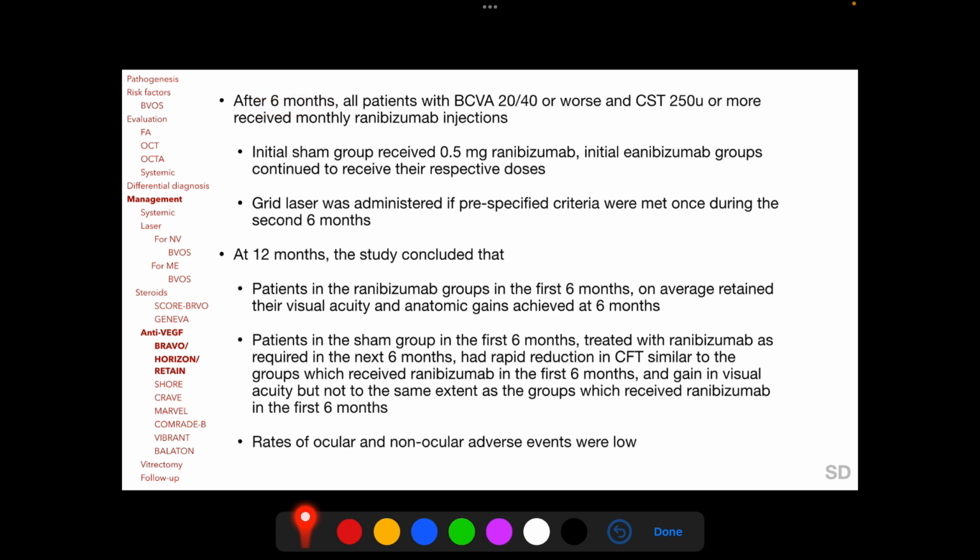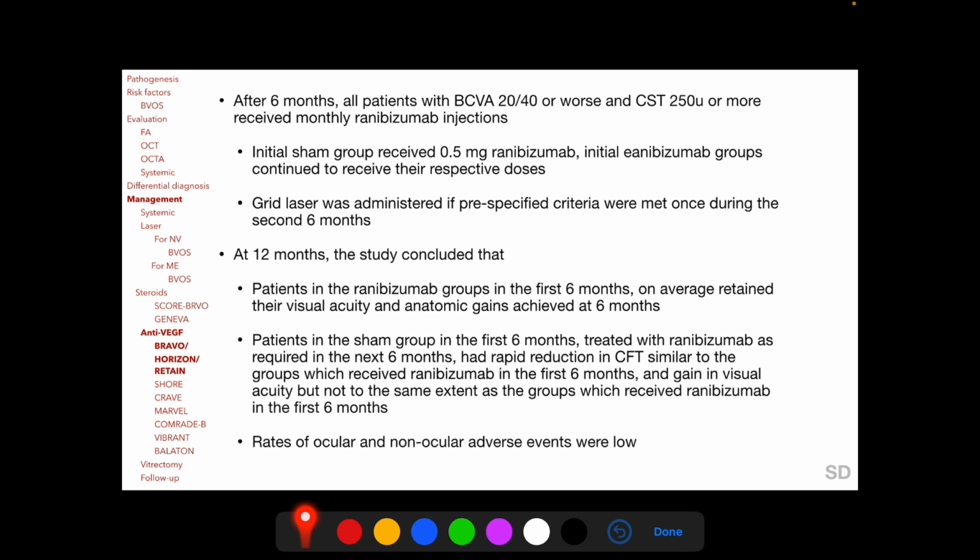After 6 months, patients in any of the 3 groups with BCVA 20/40 or worse and central subfoveal thickness 250 micron or more received monthly ranibizumab injections, and grid laser was administered if pre-specified criteria were met, but only once during the second 6 months. Pre-specified criteria means criteria usually based on visual acuity and retinal thickening on OCT, based on which retreatment was decided, and we'll be coming across this term several times.